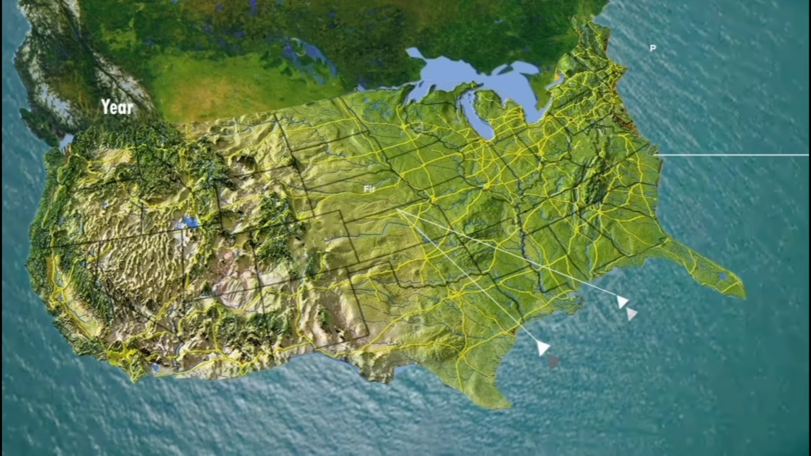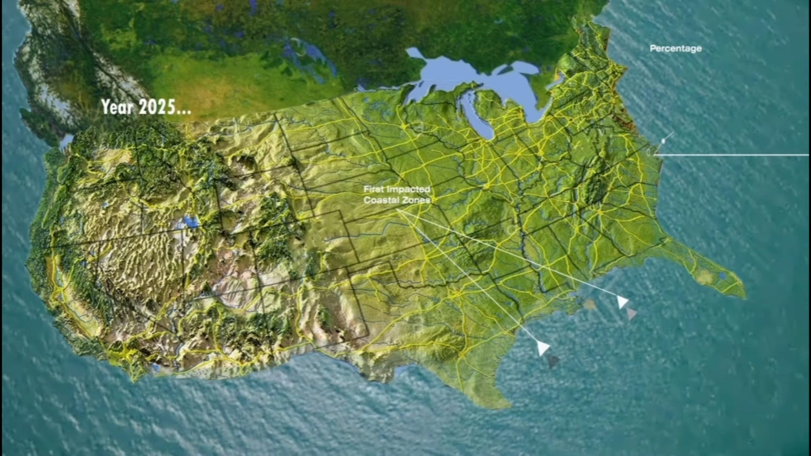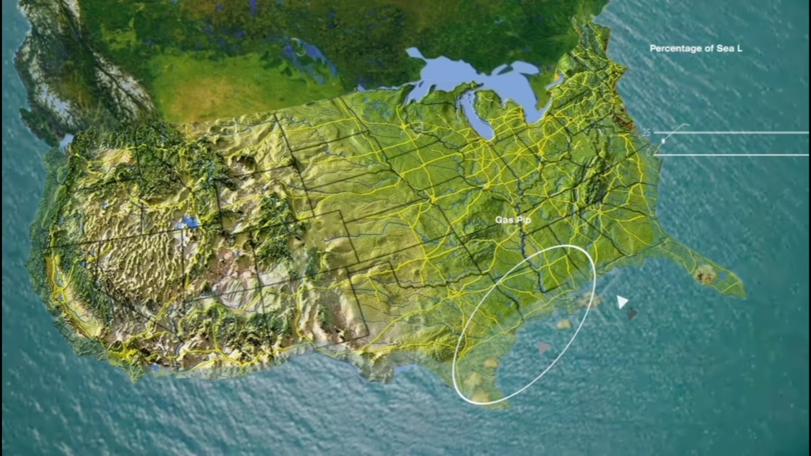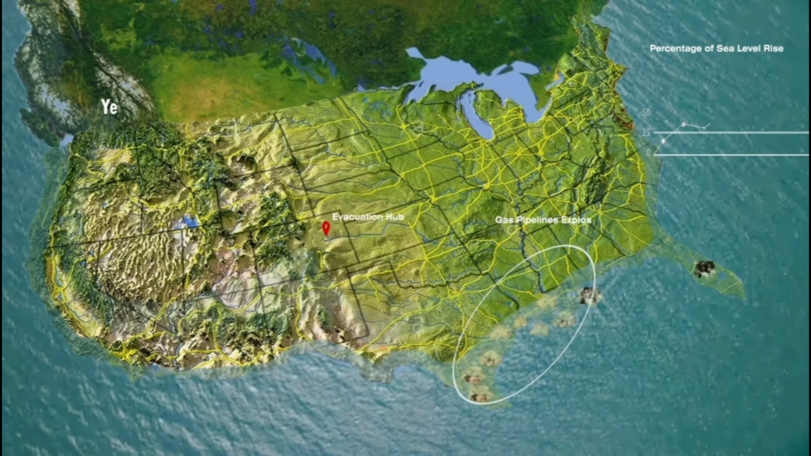Starting in the year 2025, initial impacts take place in the coastal zones of the U.S., including Texas, Louisiana, and Mississippi. Those who need to be evacuated will be taken to the evacuation hub located in Mesa, Colorado.